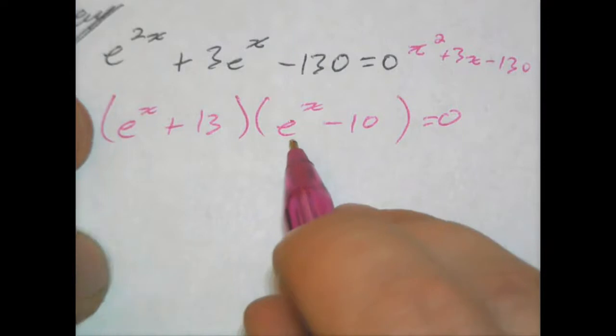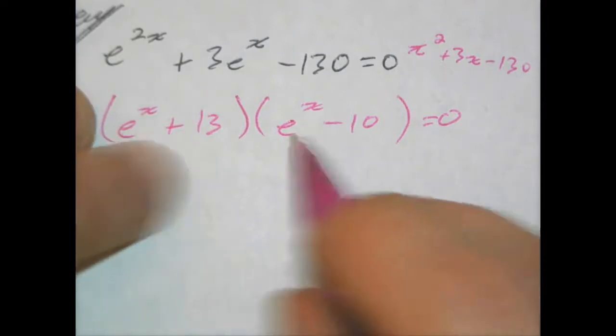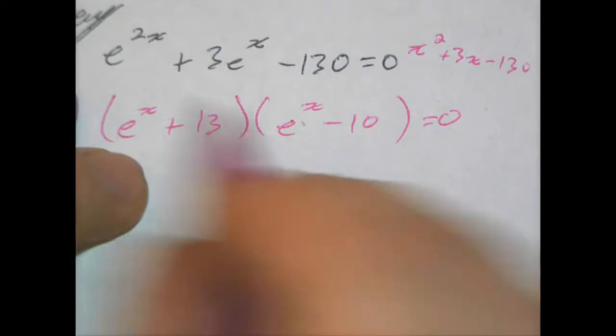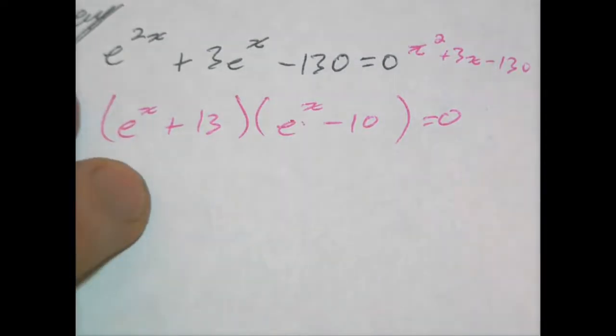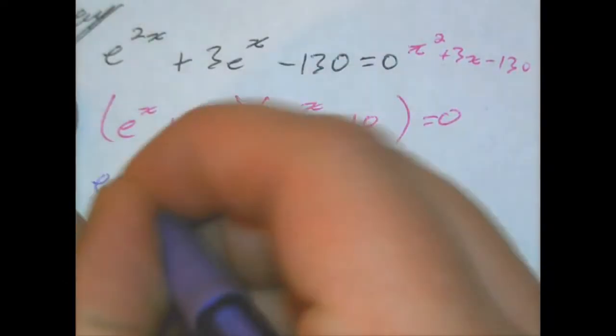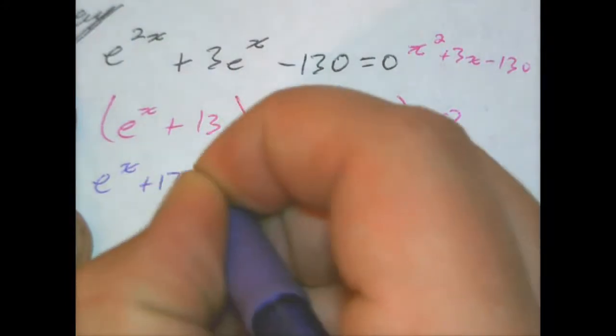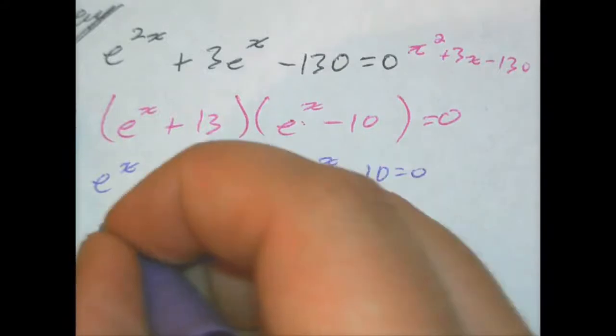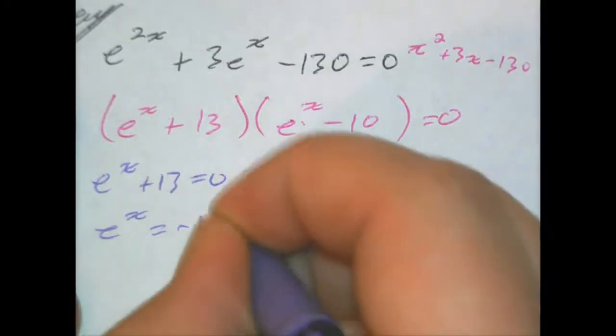I know these will add up to be 13 e to the x minus 10 e to the x will be plus 3 e to the x. E to the x times e to the x will be e to the 2x because you add the exponents when you're multiplying. And from this point, all you have to do is just set these to 0 and solve. So if I take e to the x plus 13 equals 0 and e to the x minus 10 equals 0, I have e to the x equals negative 13.